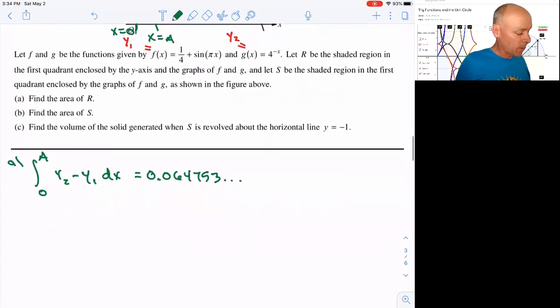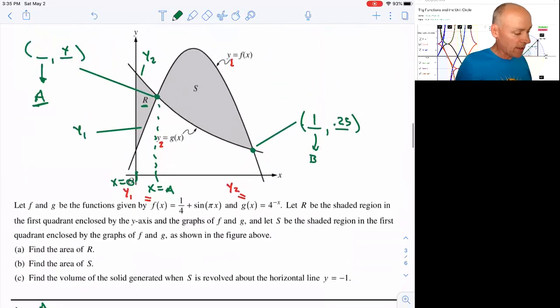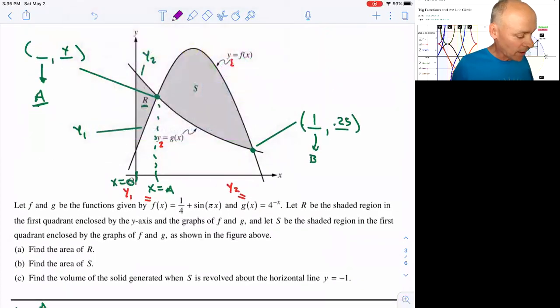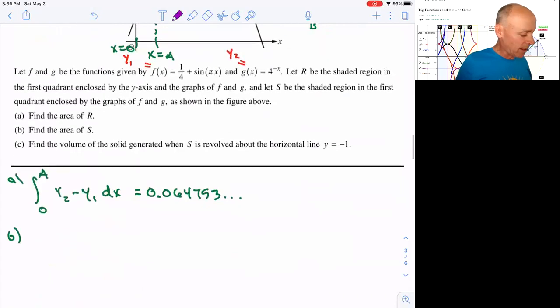Okay, part B, area of region S. Now I'm changing gears. I'm over here looking at region S. Again, it's going to be a definite integral, so I'm going to get started on that definite integral.